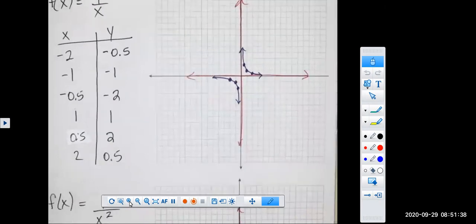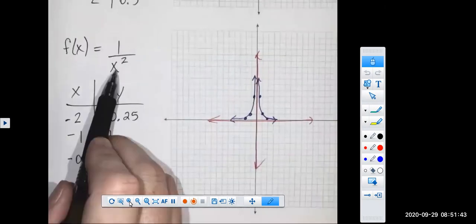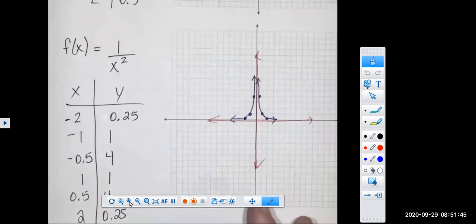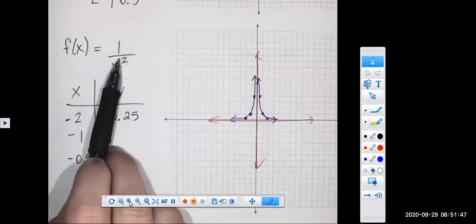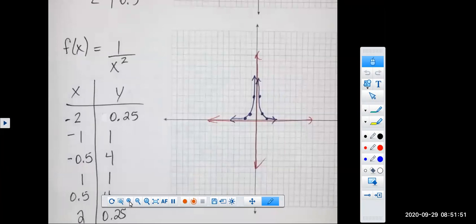Okay, let's look at the other one. This is when the x on the bottom is squared. So notice the difference. This one would be considered an even function because it's symmetric with the what? Good. It's symmetric with the y-axis.